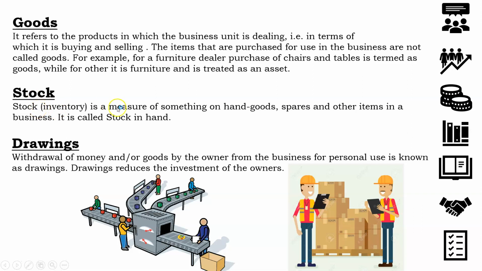Stock, or inventory. Stock or inventory, you could say, is a measure of something on hand: goods, spares, and other items in a business. It is called stock in hand. So everything that I have in spare or other items in the business for the smooth functioning of my business is known as stock in hand.